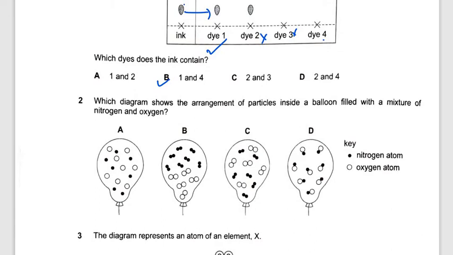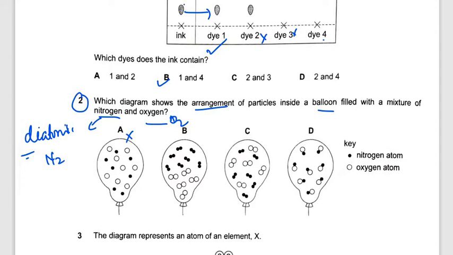Now let's see question number 2. Which diagram shows the arrangement of particles inside a balloon filled with a mixture of nitrogen and oxygen? Nitrogen is a diatomic molecule. What is the meaning of diatomic? Di means 2, so it is made of 2 atoms: N2, and for oxygen, O2. Now which is correct? This is not.